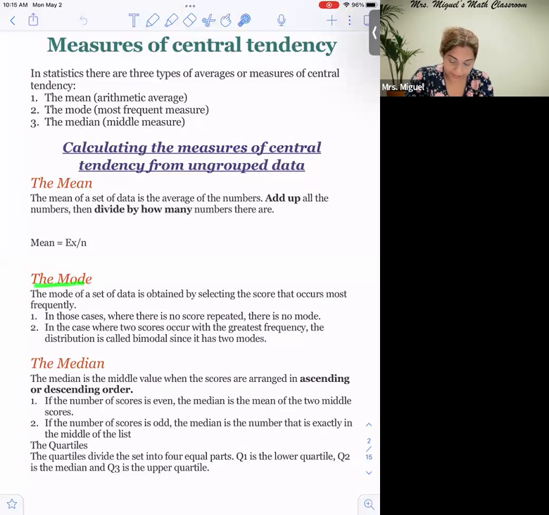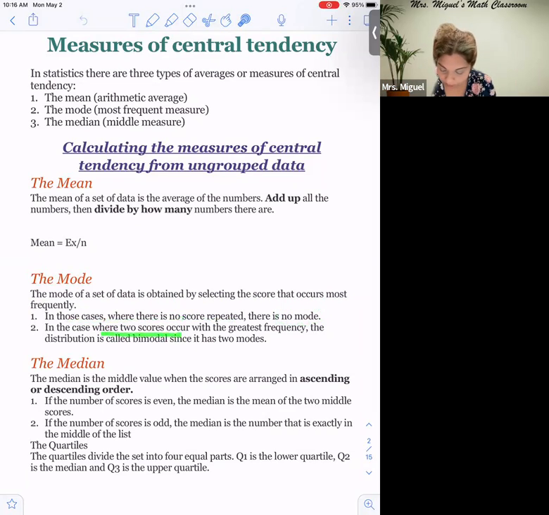The mode. The mode of a set of numbers is the score that occurs most frequently. Well, what does that mean? Well, we are looking at the data, right? If a number repeats and it repeats more than another number, this number in particular is called the mode. If there is no score that repeats, then there is no mode.